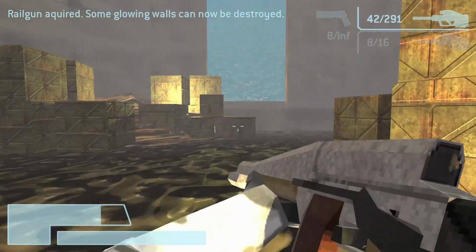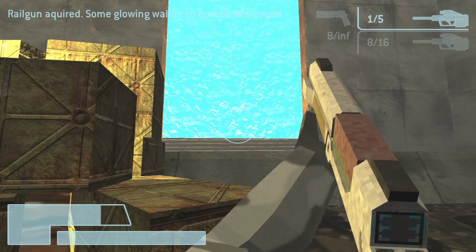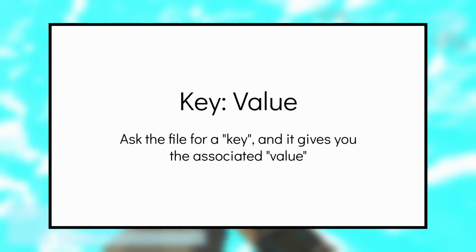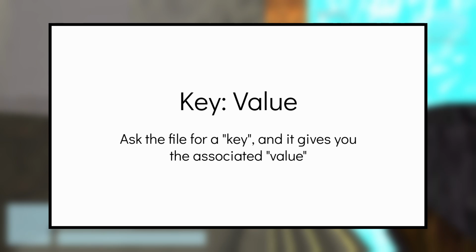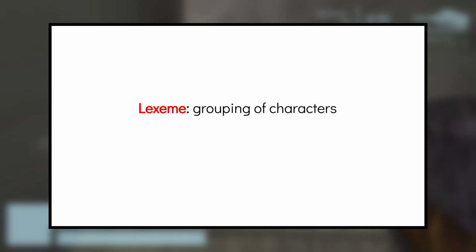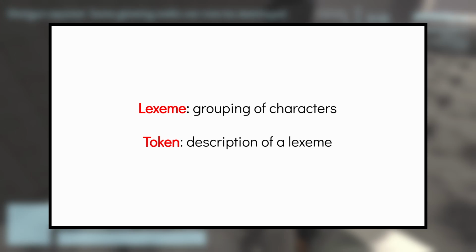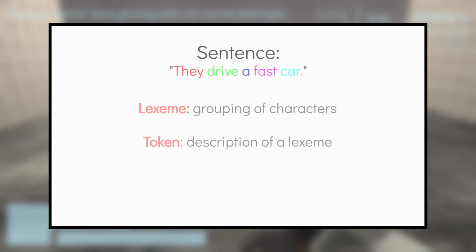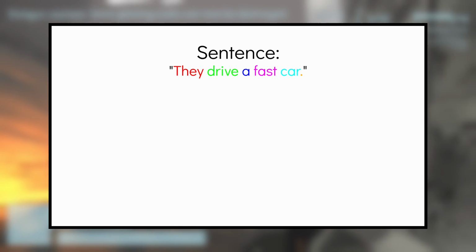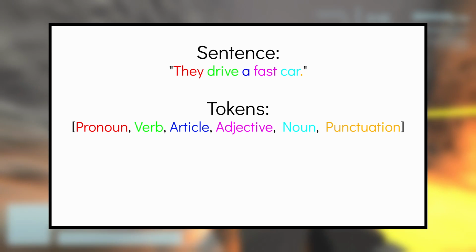A computer is best at interpreting a text file as a list of characters, but for our purposes, we need to interpret our JSON file as a collection of key value pairs. Although we can easily group these configurations of characters together as long as we know what we're looking for. Let's consider a grouping of characters to be a lexeme and a description of a lexeme to be a token. If we look at an English sentence like, "they drive a fast car," we can break the sentence into a group of lexemes and identify those lexemes as tokens, which now becomes pronoun, verb, article, adjective, noun, punctuation.